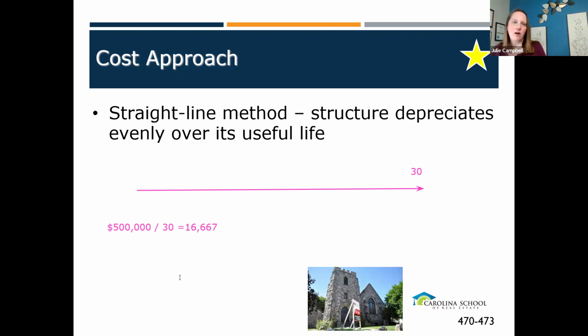$16,667. Year one, it's going to depreciate by $16,667. Year 2, year 5, year 23. Each year it loses the same amount. Straight line depreciation.